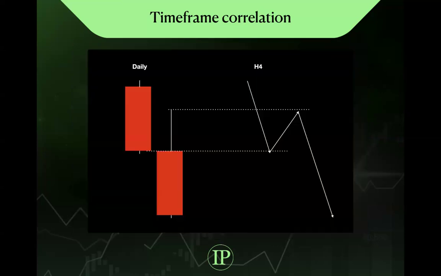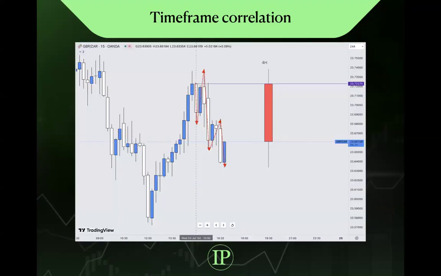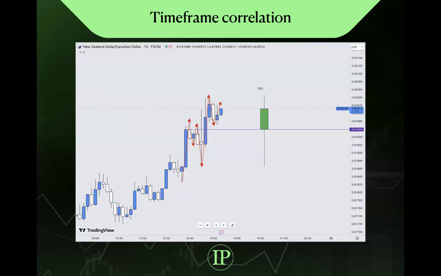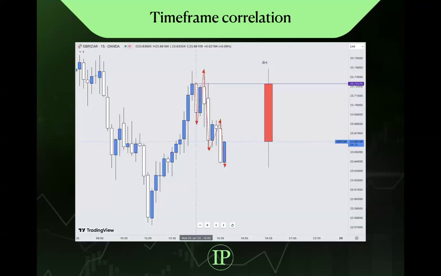Now, this is basically how it will look when there are bodies and wicks involved, okay? So you see how I marked out. Let's go back to this example. Oh no, we can stay here. You can see how I marked out that price went down first and then went up, okay? And even though that was a wick, that was price movement, okay?